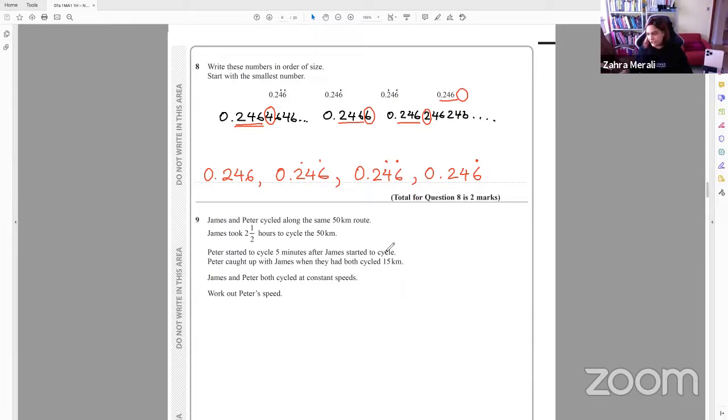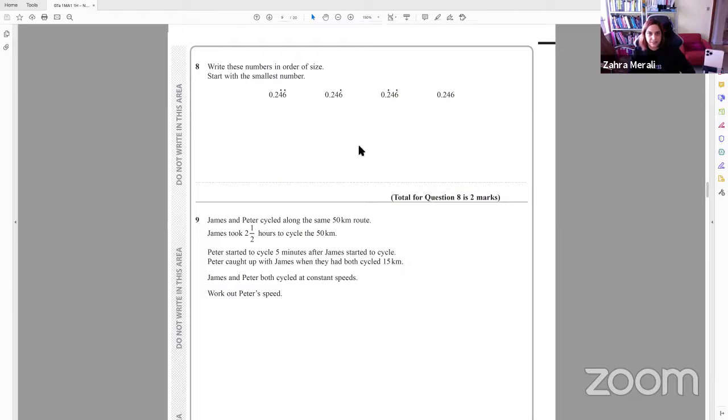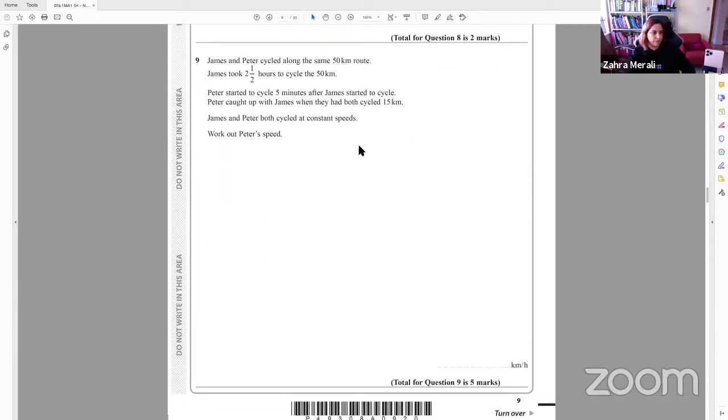Right, James and Peter cycled along the same 50-kilometer route. James took 2.5 hours to cycle 50 kilometers. Peter started to cycle 5 minutes after James. He caught up with James when they had cycled 15 kilometers. They cycled at constant speeds. Work out Peter's speed. Okay, so how are we going to go about this?